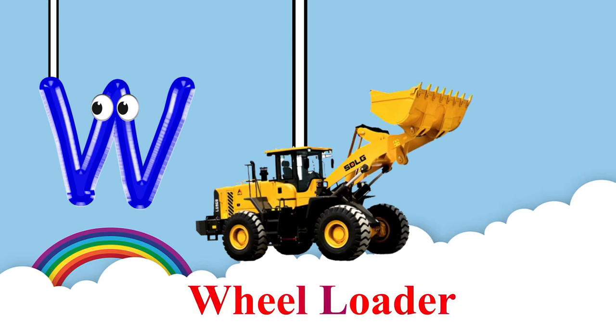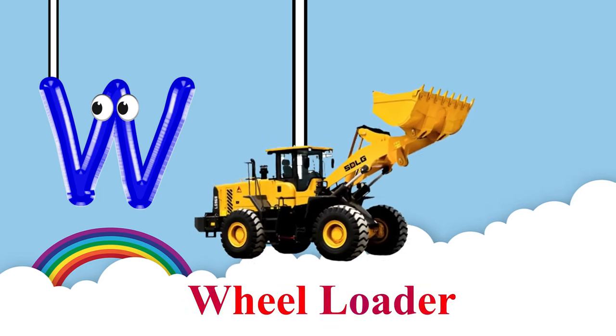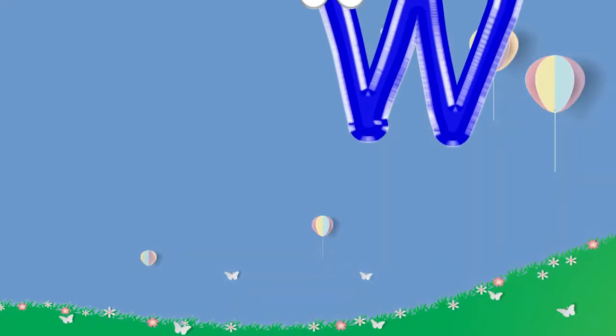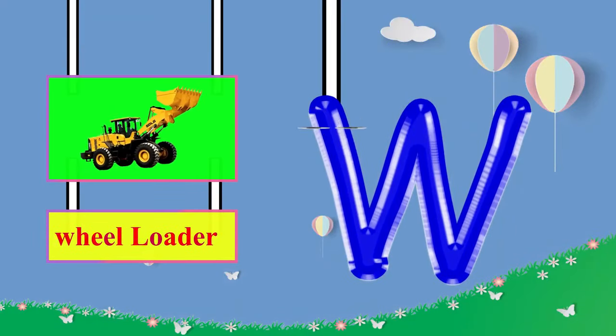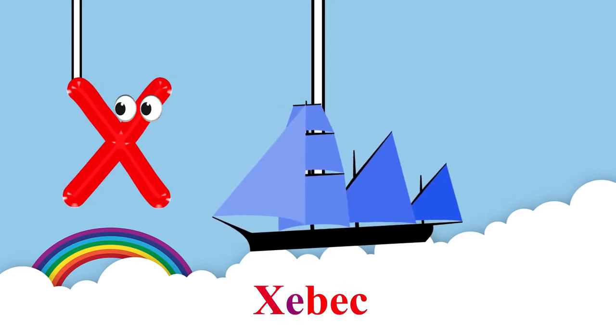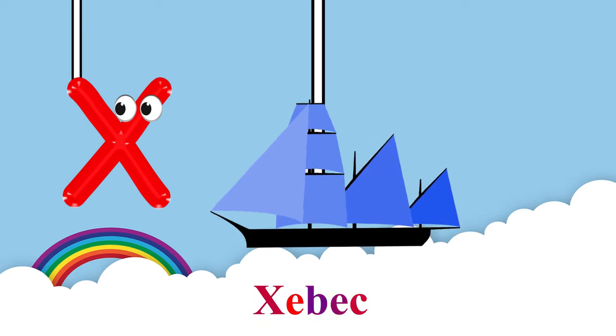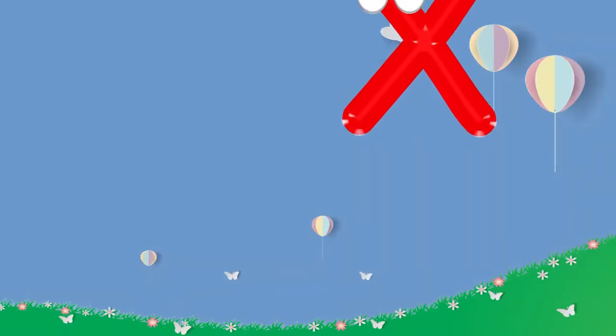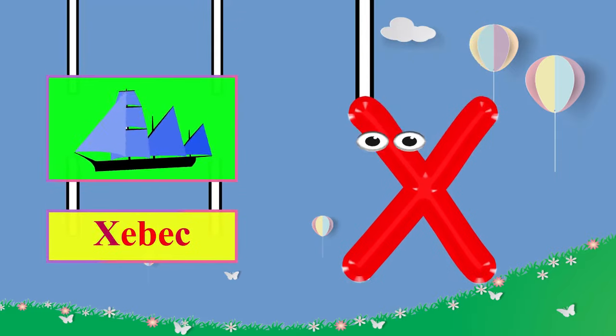W is for wheel loader. W is for wheel loader. X is for zebra. X is for zebra.